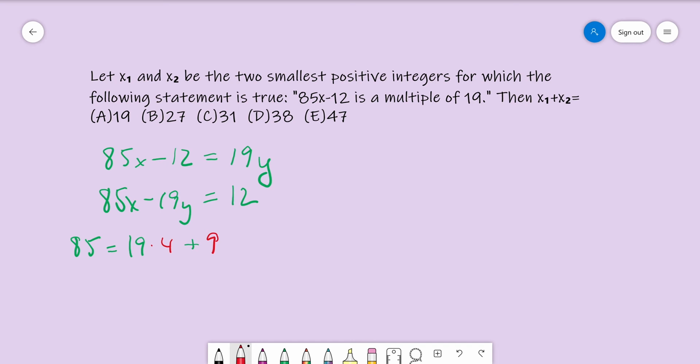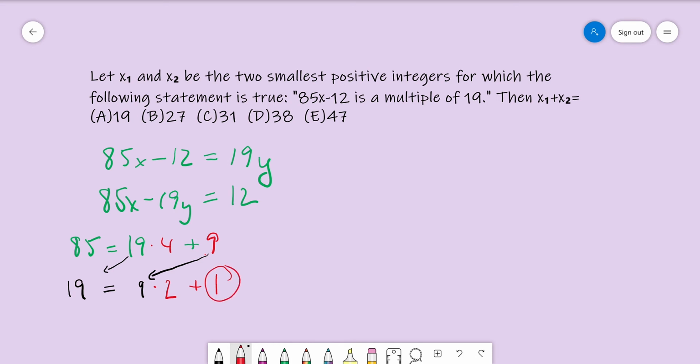So 85 is 19 times 4 plus 9. All right, now we're going to write 19 as 9 times some number plus a remainder. This is supposed to be a 9, that's this 9. 9 times 2 is 18, plus a remainder of 1. Well, once we get to 1, we know that 1 is the greatest common divisor.